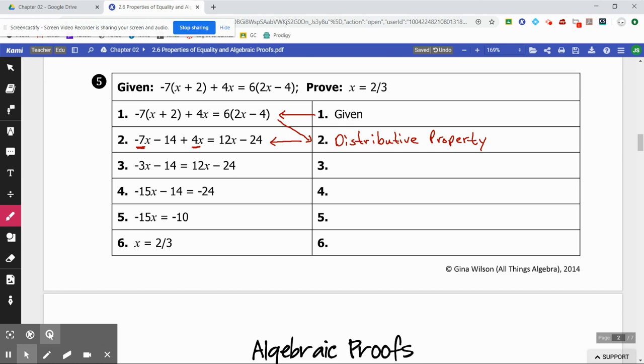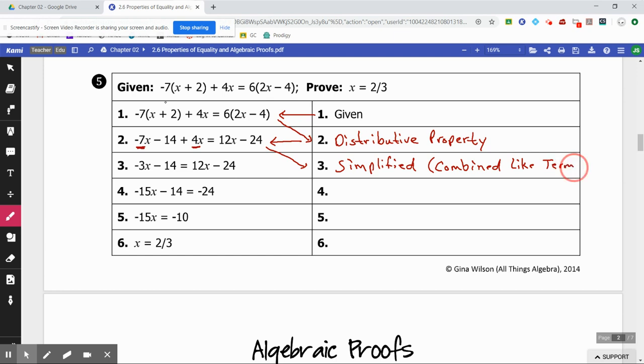Now the process here, I don't really care what you put. You can put one of two things here. You can put they simplified, or you can put combined like terms. Because that's what happened there. They didn't use the addition property of equality, didn't use subtraction property because they didn't do anything to both sides. They simply put those two things together, and it gave them this.